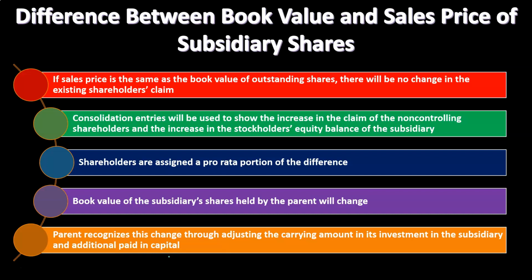So in other words, you're thinking basically the equity method on the parent, recording their investment in the subsidiary, and that's going to have a change. The parent recognizes this change through the adjustment to the carrying amount of its investment. So the investment is changing. And then the funny thing is that the other side is going to go to additional paid in capital.